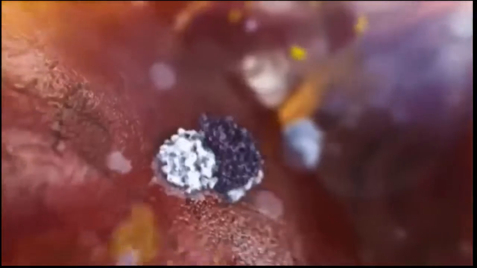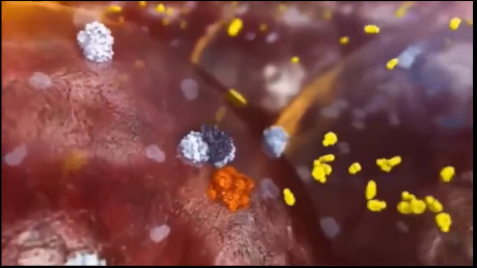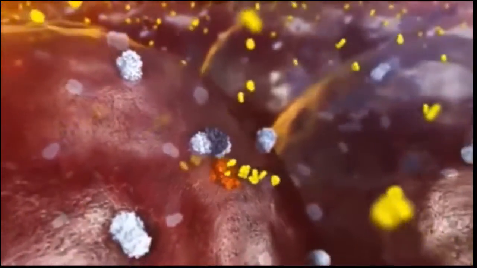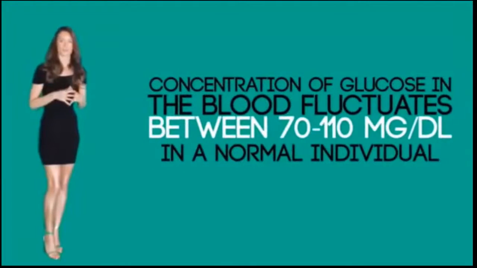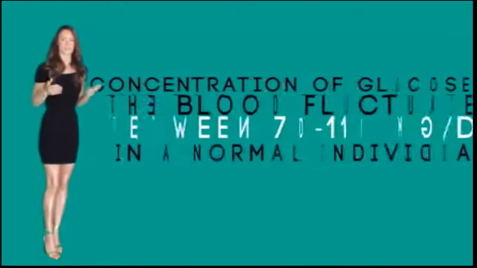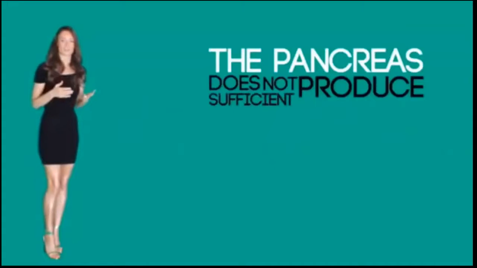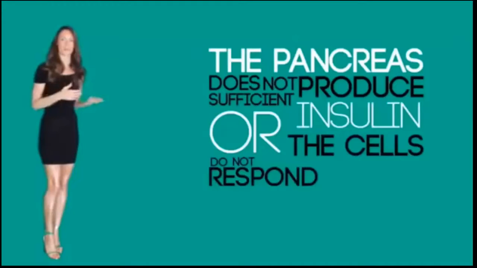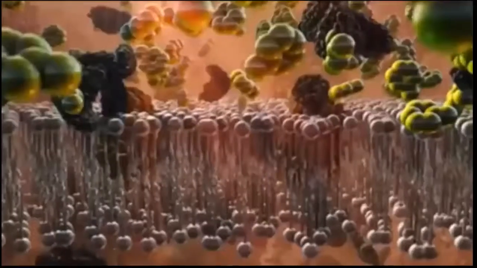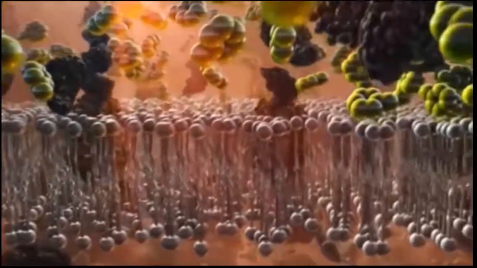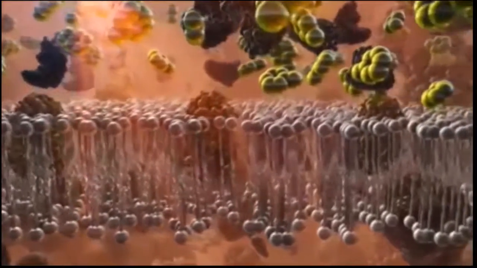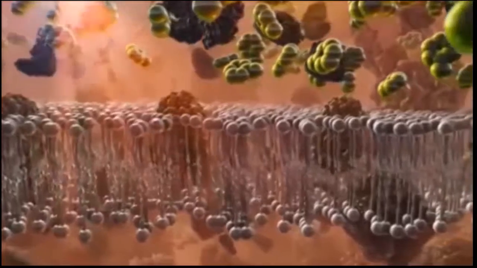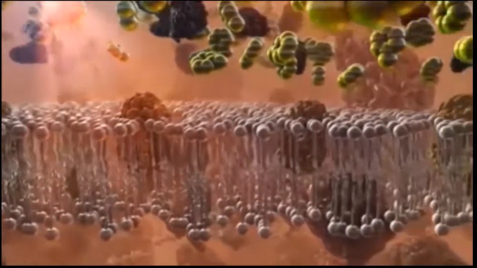Insulin then carries the glucose from the blood into different cells around the body, reducing the level of glucose in the bloodstream. Generally, the concentration of glucose in the blood fluctuates between about 70 to 110 in a normal individual. Diabetes mellitus occurs when the pancreas does not produce sufficient insulin or the cells do not respond to the insulin. In both cases, glucose stays in the bloodstream, due to which not only do the blood glucose levels stay high, but also the cells do not receive sufficient glucose. These conditions manifest symptoms of diabetes mellitus.